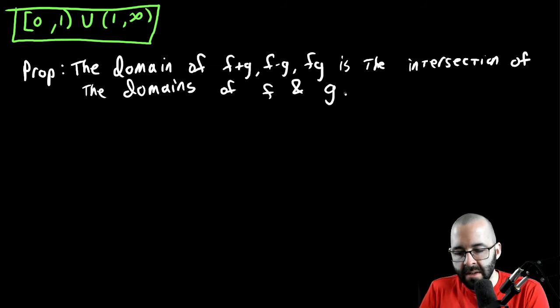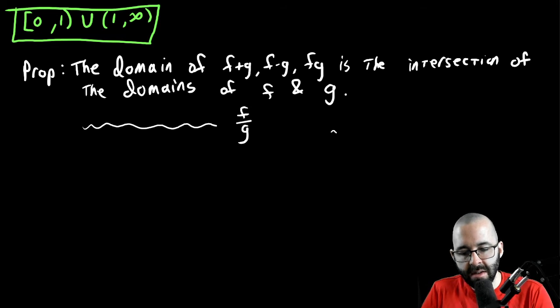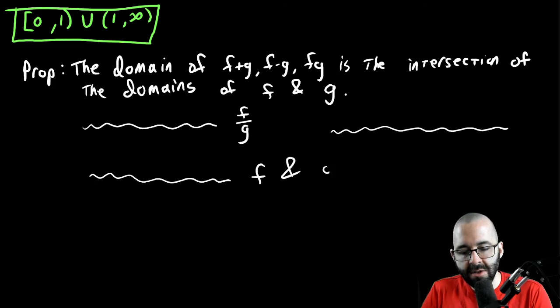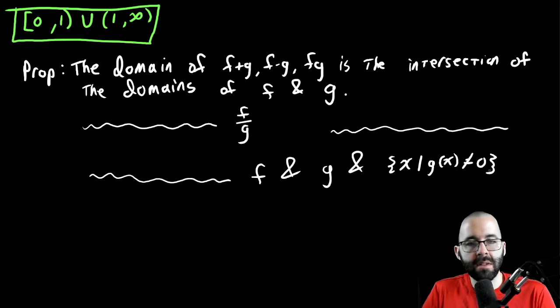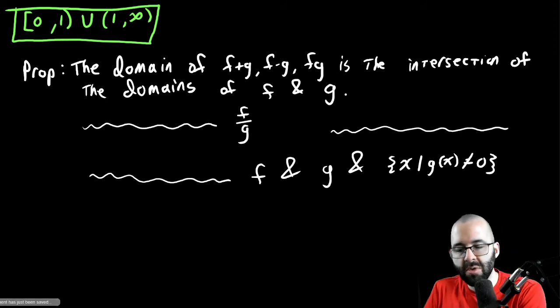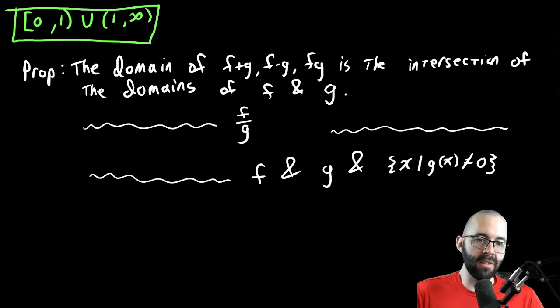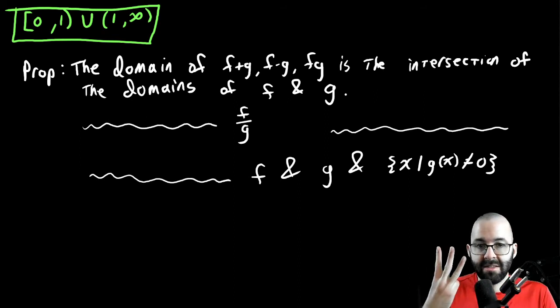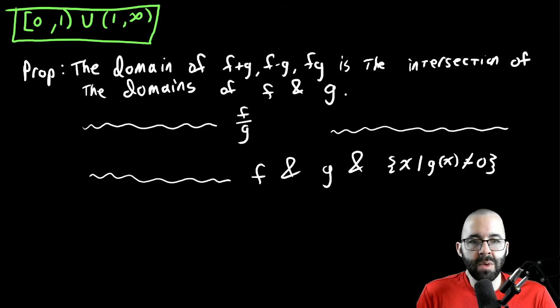All right, and similarly, the domain of f divided by g is the intersection of the domains of f and g and the set of all x such that g of x is not equal to 0. So f divided by g is kind of the weird one because there's a third requirement, a third thing that we have to find where all three of these things have in common, because we don't want g to be 0. If g is 0, then we're dividing by 0, which is no good. So let's use this property to finish out this video.